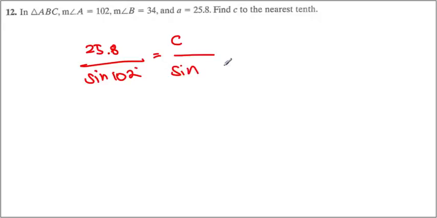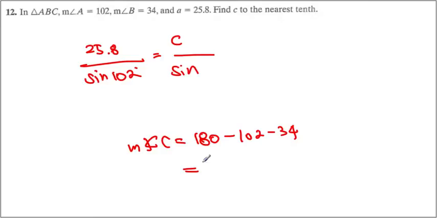How do you find the sine of C when angles A and B are given? That's right. The measure of angle C must be 180, from the entire triangle, subtracting the other two angles here, 102 and then minus 34. Then here we have 78. 78 minus 34 becomes 44. So we end up getting sine of 44 degrees.